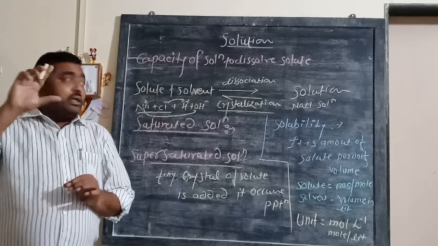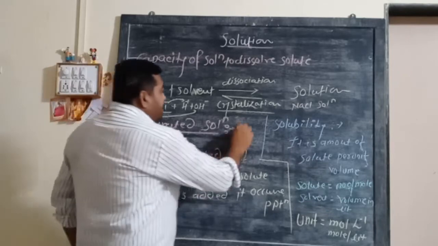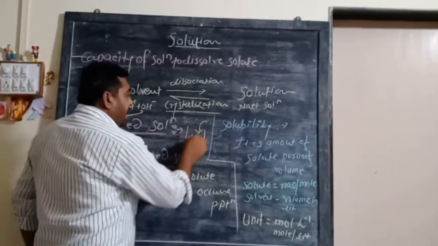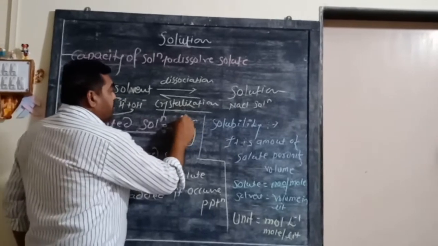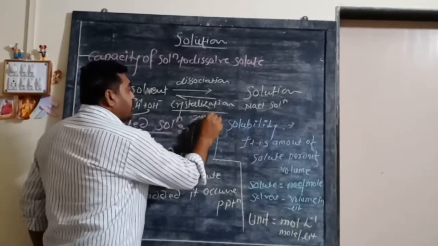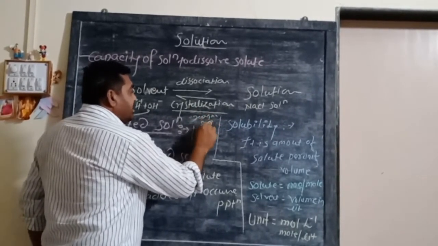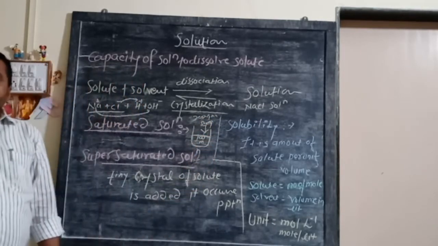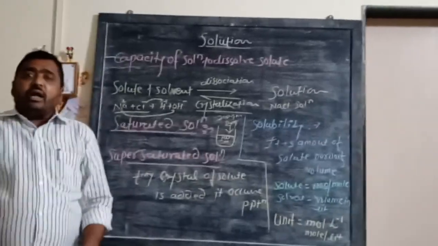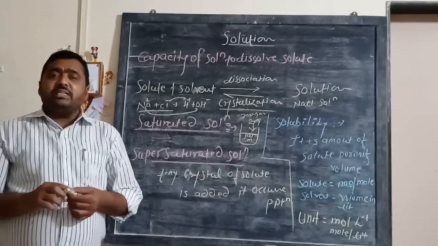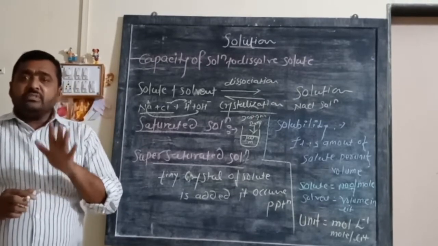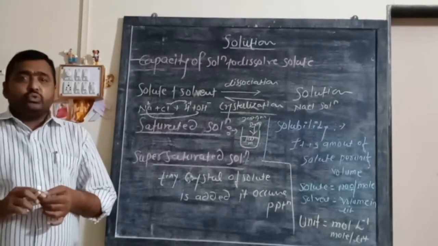You can consider the example: in a beaker, 100 ml of water is taken, and you add the maximum quantity, say 200 grams of sugar. At a particular stage the solute cannot be dissolved into the solvent, and this particular stage is called the saturated stage of the solution. This is called a saturated solution.